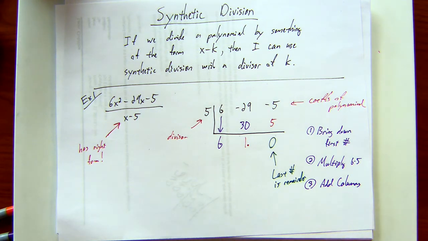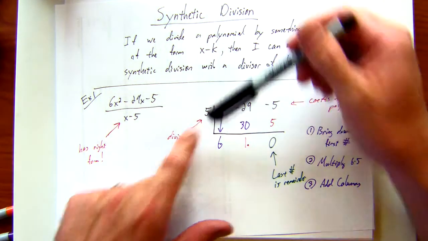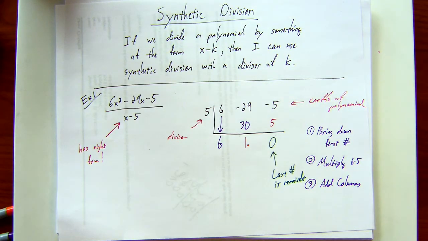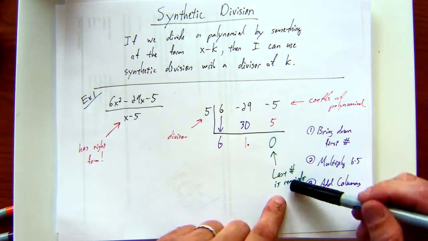What does that mean? Think about going back to numbers. Whenever you divide a number by another number and you have a remainder of 0, what did that mean? So it's a whole number, right? So it divides evenly. So the number that you're dividing by is actually a factor, right? So your last number is your remainder.